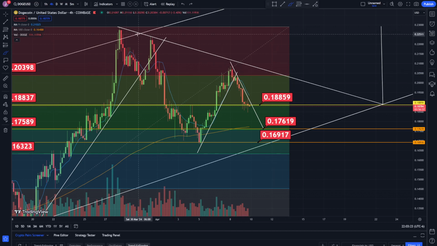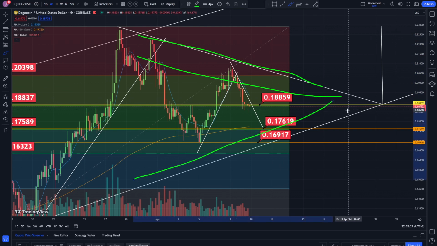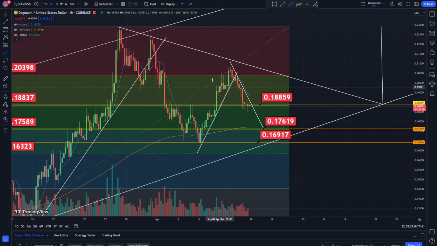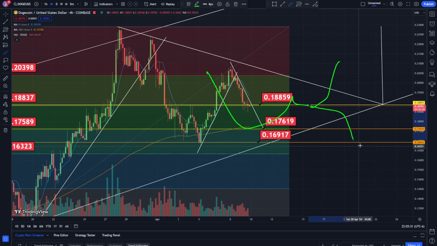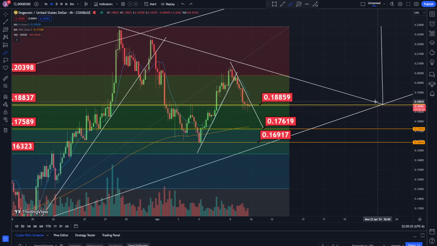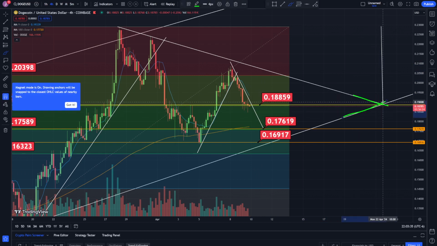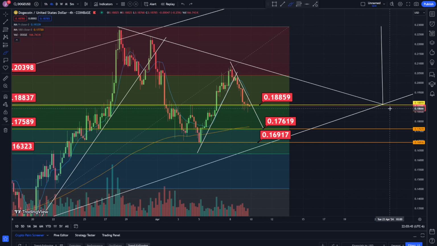Maybe we have to spend some more time in this resistance and support area before we can break to the upside or to the downside. I was thinking the triangle kind of ends somewhere around April 22nd or 23rd. The 23rd is on this side and the 22nd is on this side. So by then, we should know if we're breaking to the upside or to the downside. And yeah, so we have to break one of these levels.